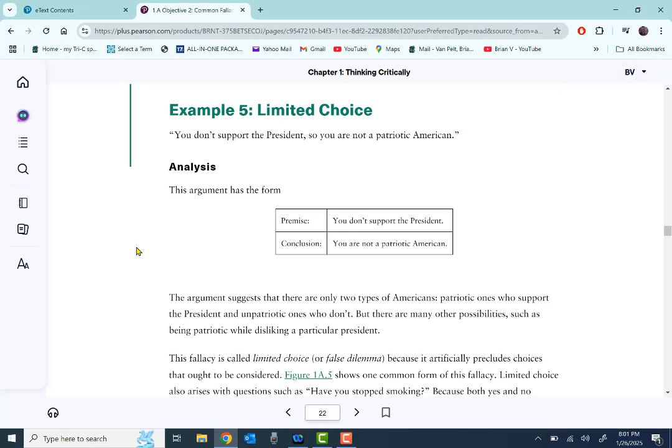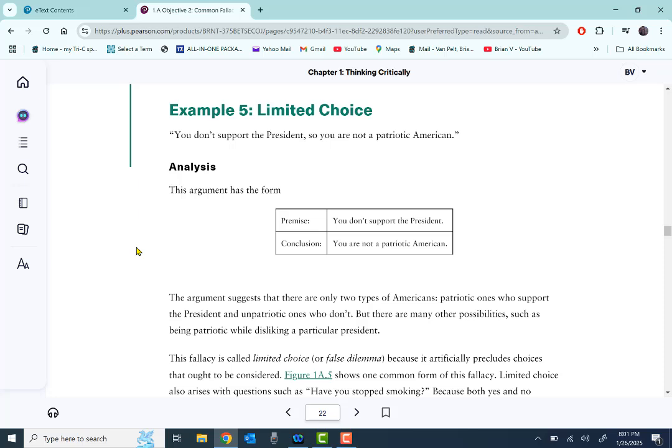Limited choice. This is where you make it seem like there's not any other option than what you have. In this case, we have, you don't support the president, so you are not a patriotic American. Now, there are many Americans, obviously, who would have a problem with being called that, because there's plenty of Americans who think they are patriotic or would fit the definitions of patriotism if you were to actually go through and try to make a checklist, who don't like the president that's in power. In fact, there's always people that don't like the president that's in power. And so this is not good enough.